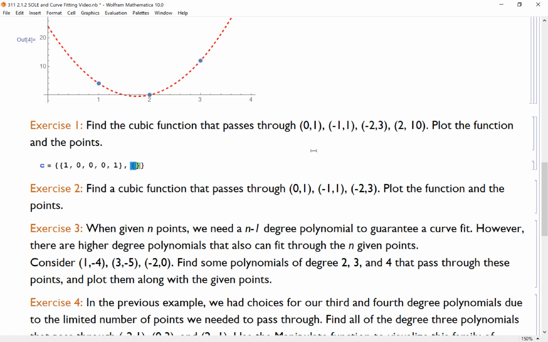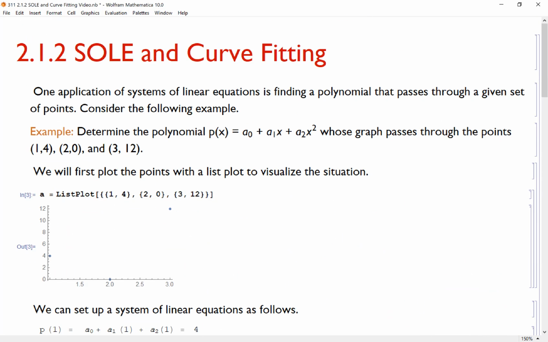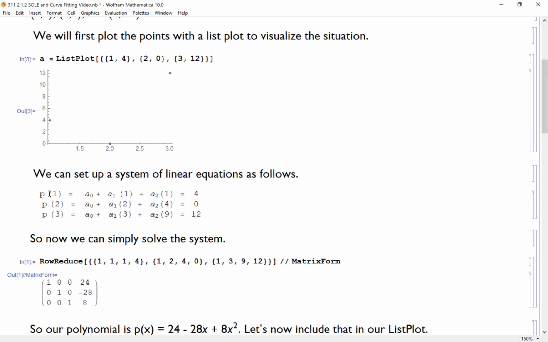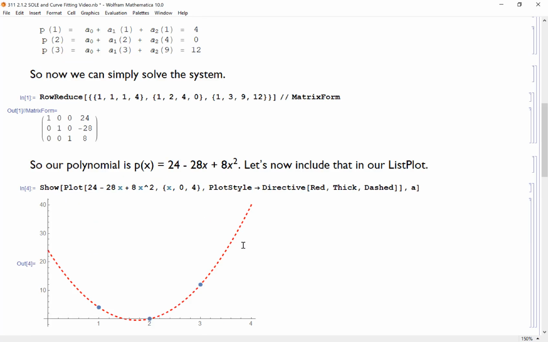When I plug in negative 1, I have the constant 1 for a sub 0. And if that's confusing, just remember it's the same idea that we had here with the system of linear equations. When I plug in 1 here, I had a sub 0, a sub 1 times x, a sub 2 x squared. Now we have x cubed, so we have an a3 x cubed as well.